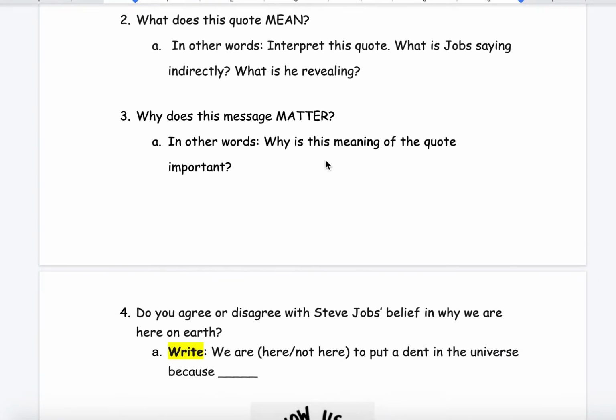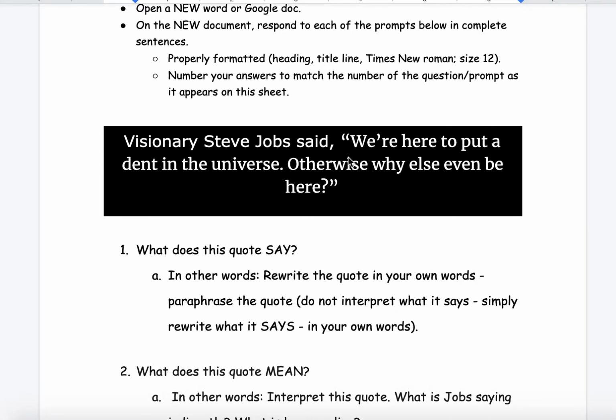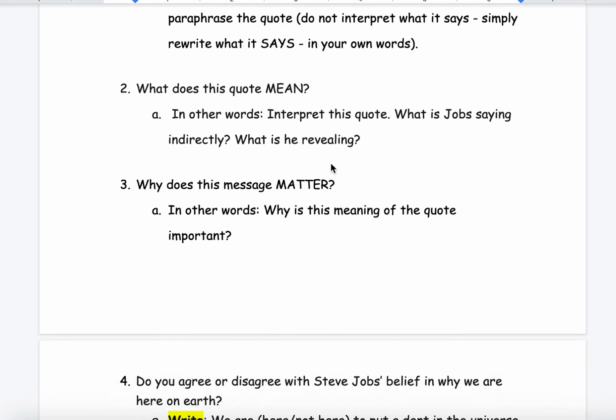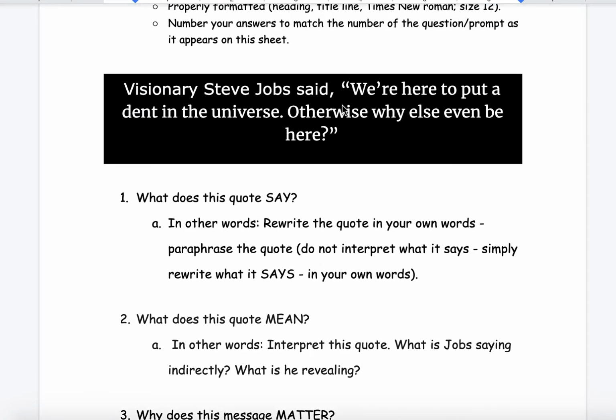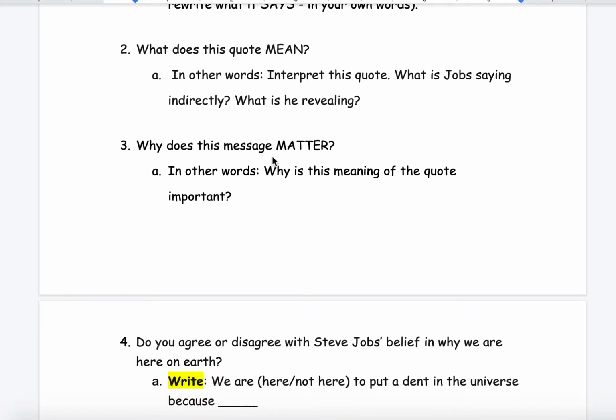Number three, why does the message matter? So think about the message. What message is he sharing? Who cares? Why does the message matter? So why is the meaning of the quote important? This isn't about whether you agree or disagree. This is just simply thinking, okay, why is the meaning of what Steve Jobs said important? Again, it has nothing to do with whether you agree or disagree. You are to simply share why you believe the message matters, or you might not even think it matters. But at this time, why does it matter?